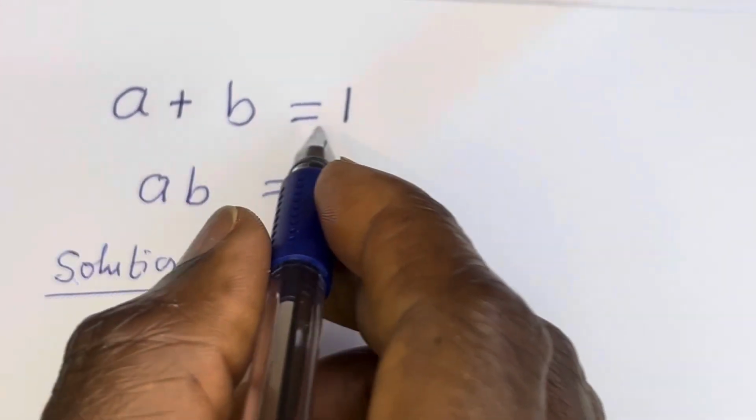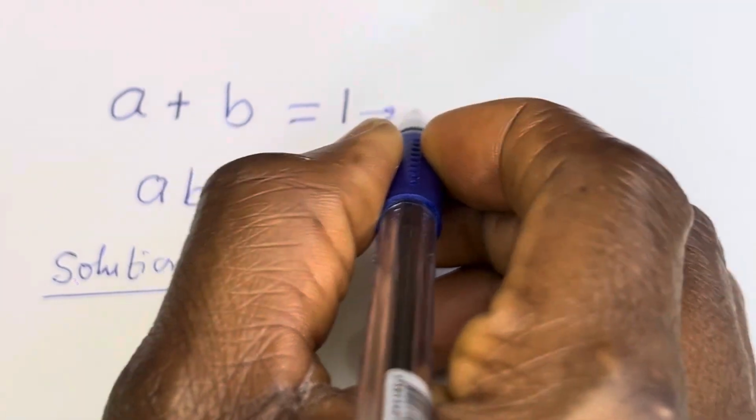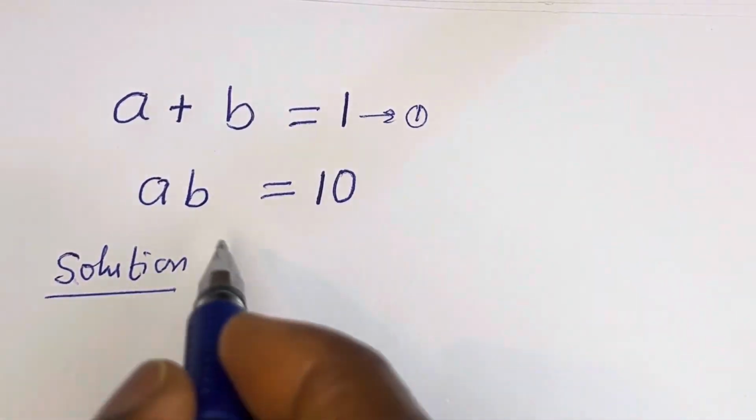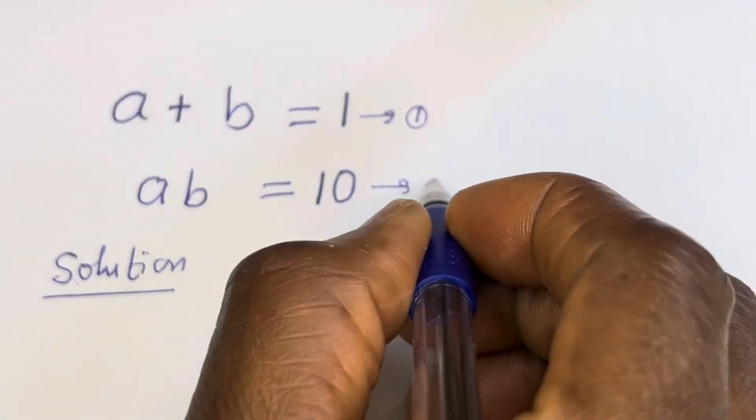We have a plus b is equal to 1. Let's call this equation 1. ab is equal to 10. Let's call this equation 2.